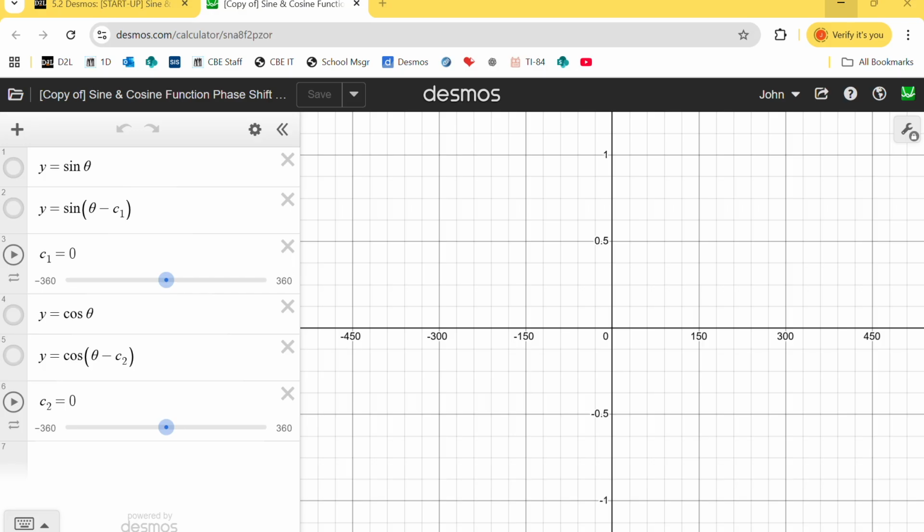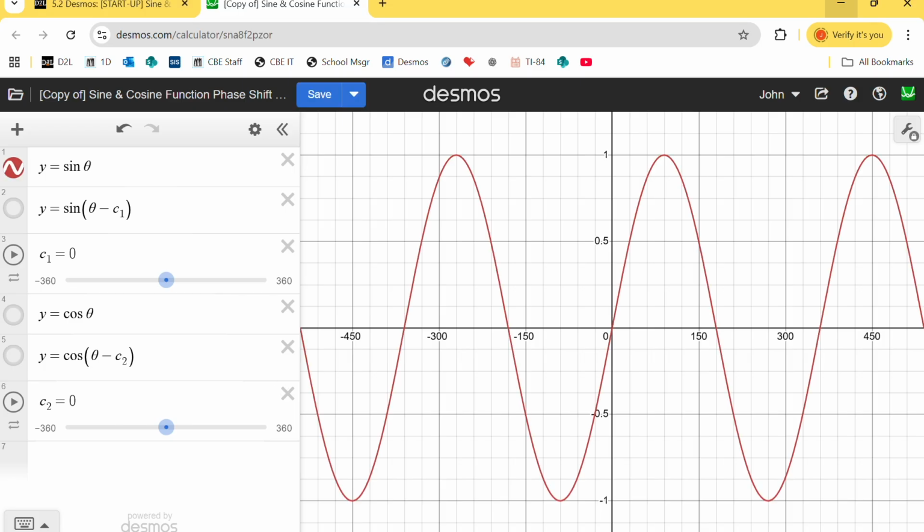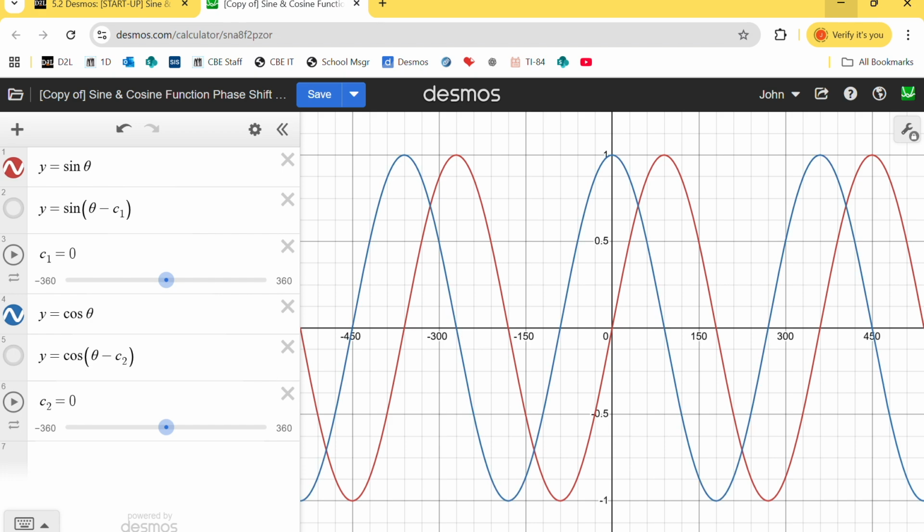Okay, demonstrating a sine function and the equivalent cosine function. So remember, they're out of phase by 90 degrees. So if I start with my sine function, and then I have my cosine function here. So if I put that there, let me overlay this one where I can change the c value.